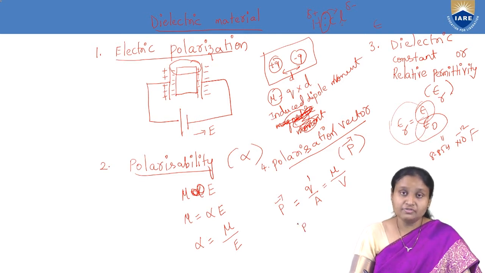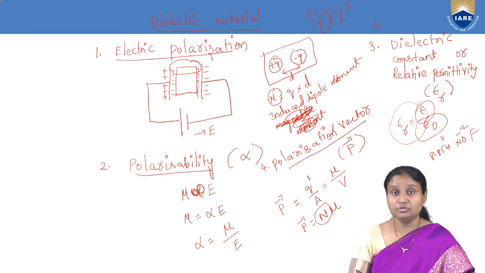There is one more definition for the polarization vector. It is taken as N mu. What is N here? N is the number of atoms or molecules present per unit volume of the dielectric, multiplied by mu, the induced dipole moment. So this is the formula for the polarization vector.